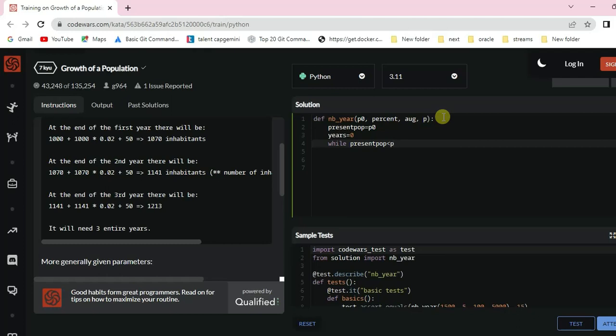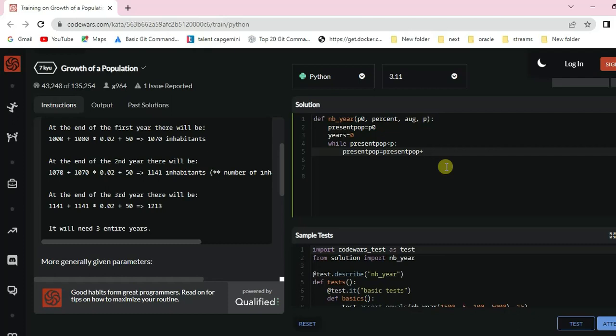So if it reaches false, that means it reaches more than 1200, the while loop will become false and comes out. Okay, here present population is equal to present population plus, here, right, instead of P naught we are using present population because we stored it here, right?